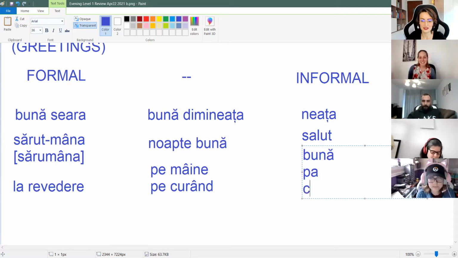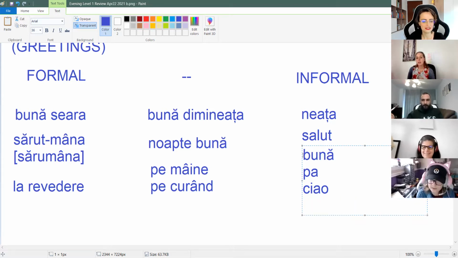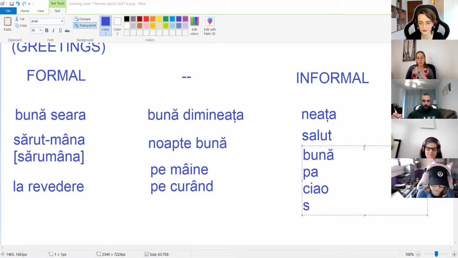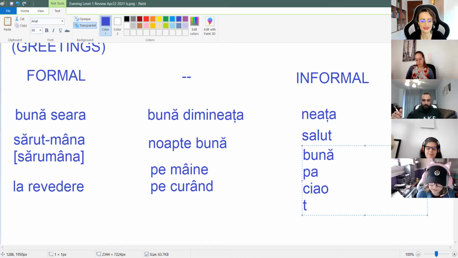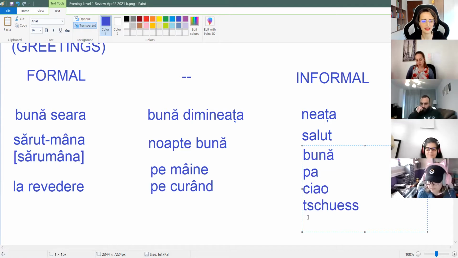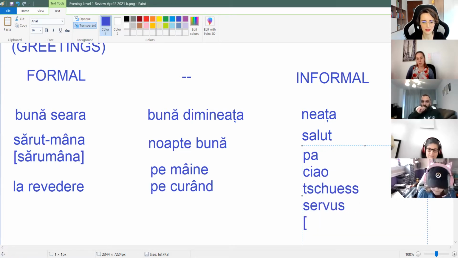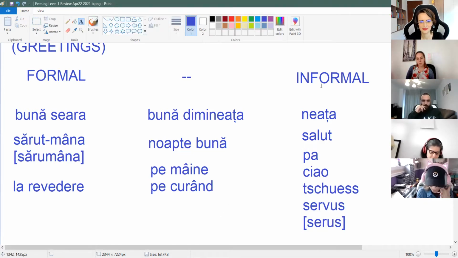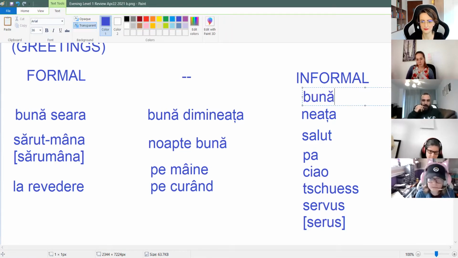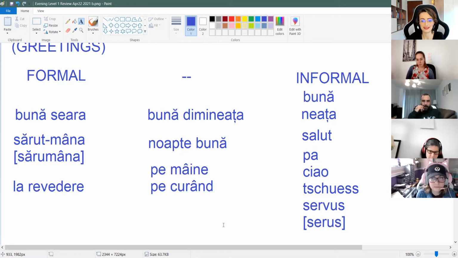Or you could say, like in Italian, ciao. And what is a friendly Transylvanian greeting? Like servus? Yes. Unfortunately, so few people say this. I don't even think it has a Romanian spelling. Servus. And lots of people would just pronounce it servus. I'll write it here. So yeah, lots of greetings.